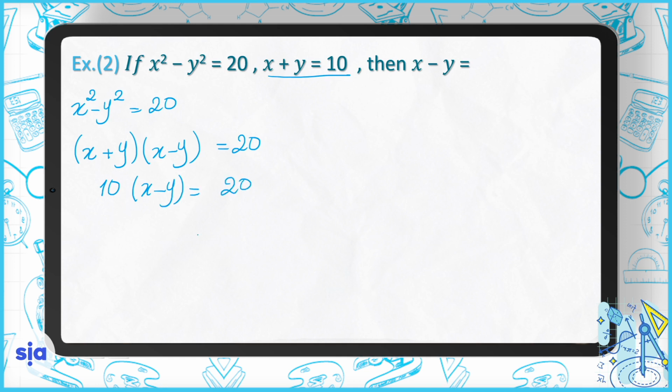10 times what equals 20? Then x minus y is equal to 2.